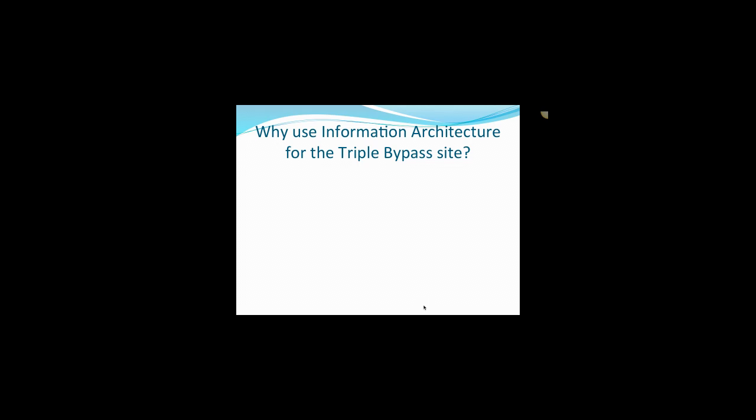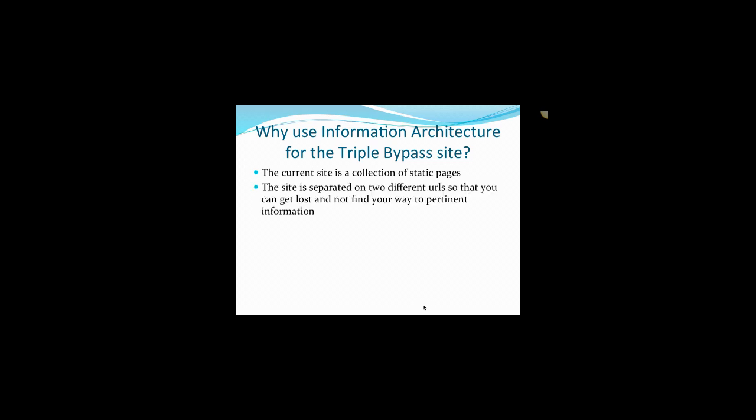Why would you use information architecture for the Triple Bypass website? The current website is a collection of static pages. The information rarely changes. The site is separated on two different URLs so that you can get lost and not find your way to pertinent information.